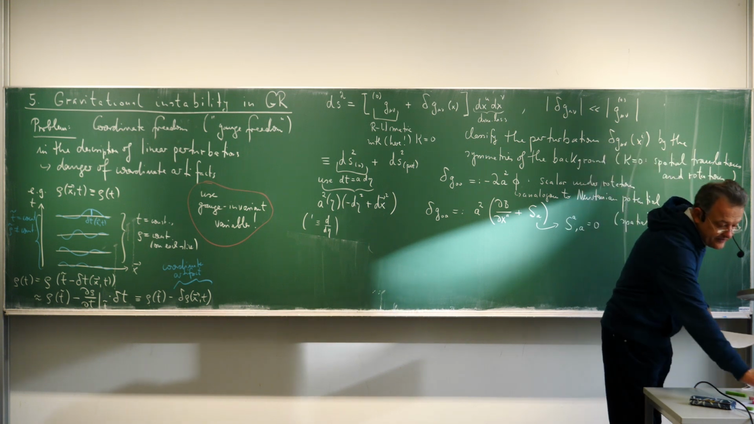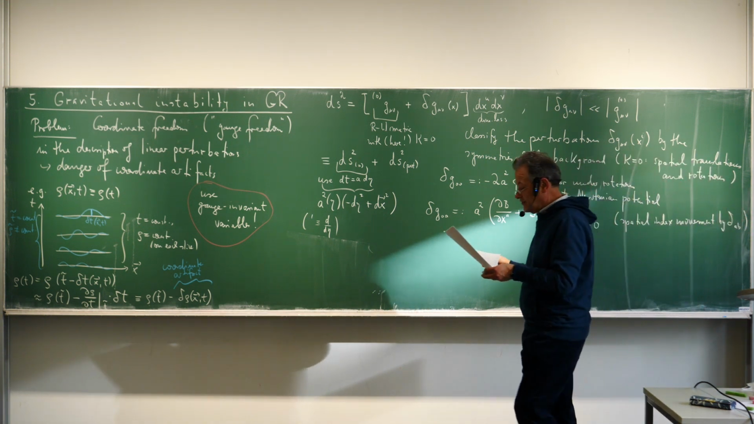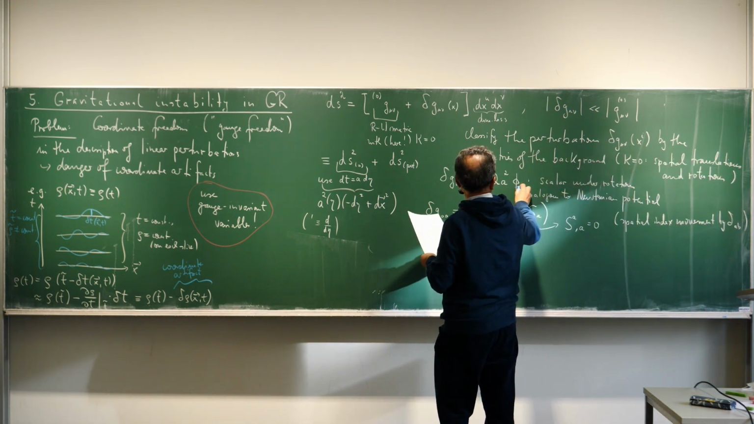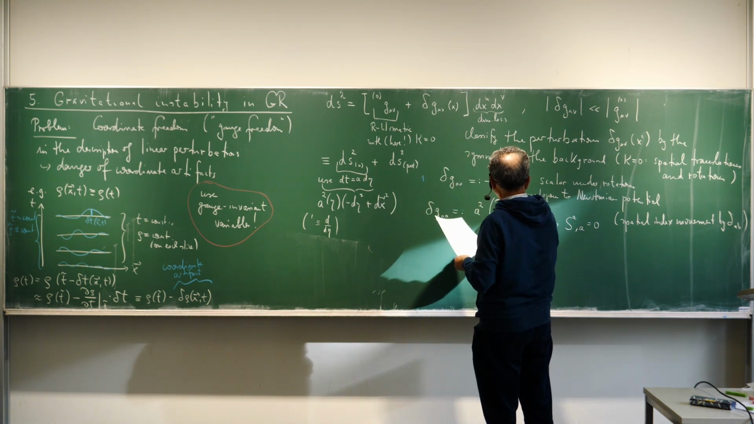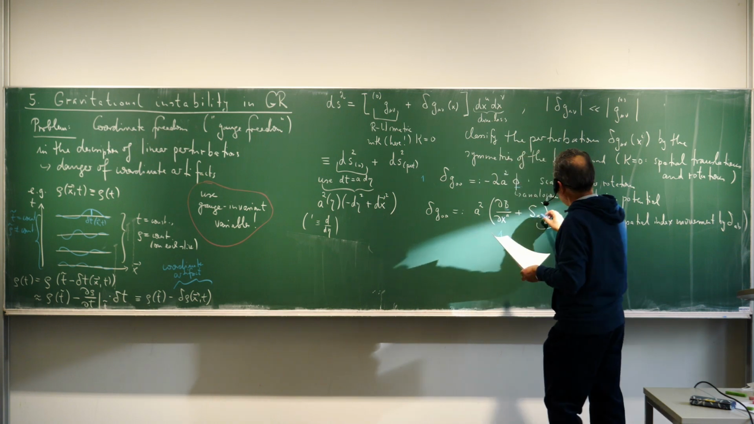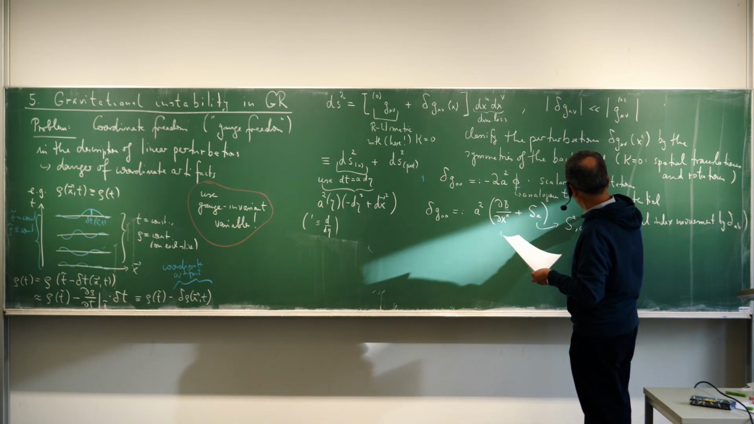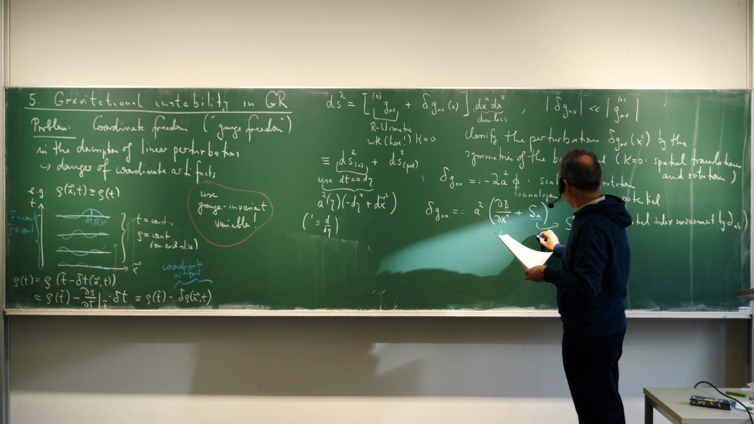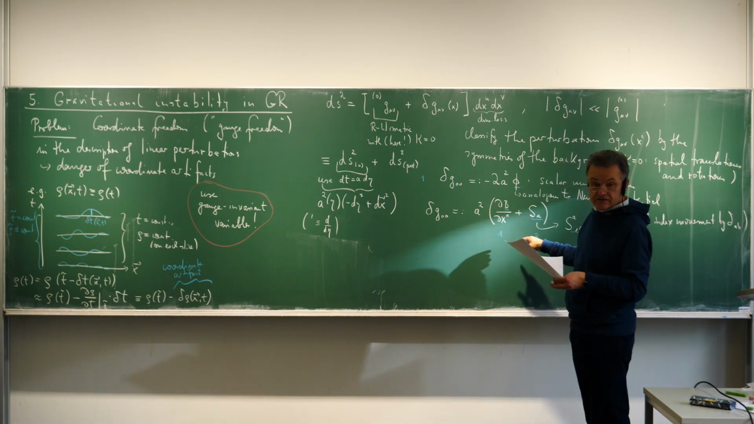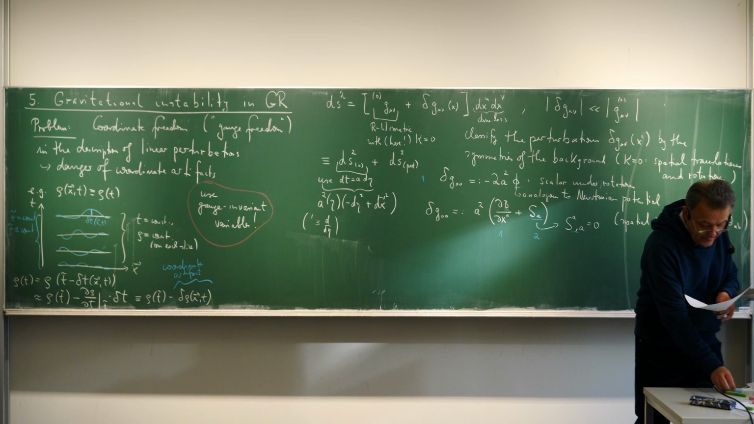So if we keep track of the functions, here we have one function, and here we have also one function. Here we have in principle 3, but we have one condition. So this gives 3 minus 1, which is in fact 2.